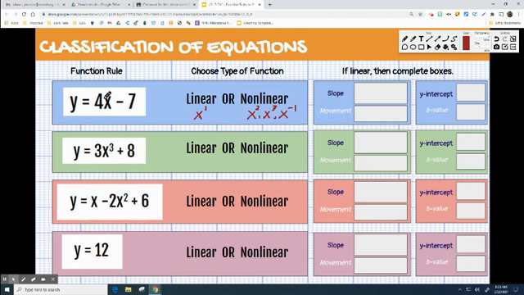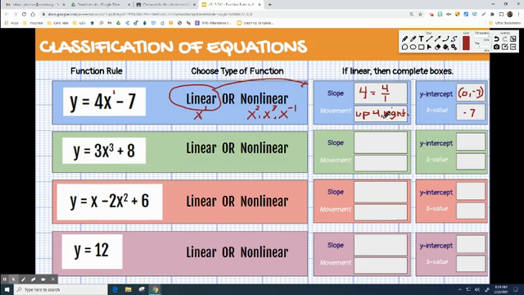So in this case, if I look at my equation, I can see this is x to the first. So yes, this is linear. If it's linear, then I should be able to go forward. If linear, then complete the following boxes. It's exactly what we just did in the other ones. So what's my slope? In this case, my coefficient of x is 4. Change that to my ratio so I can see my movement. +4 in the numerator says up 4. +1 in the denominator says right 1 for my movement. My b value is -7. Therefore, my y-intercept is 0, -7.